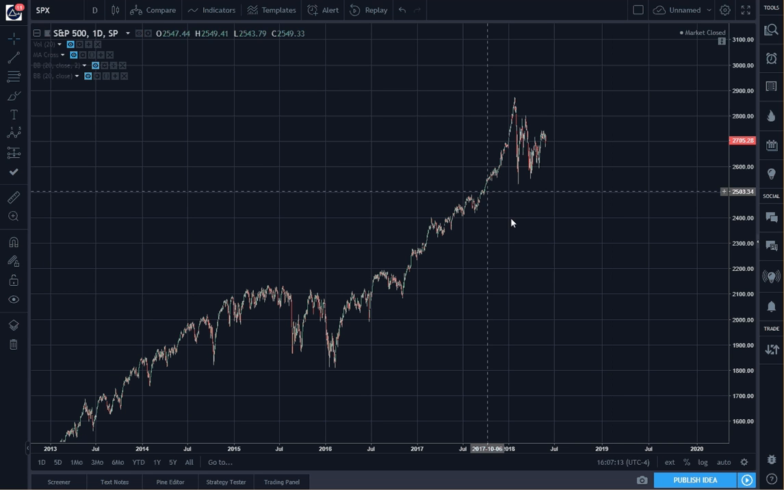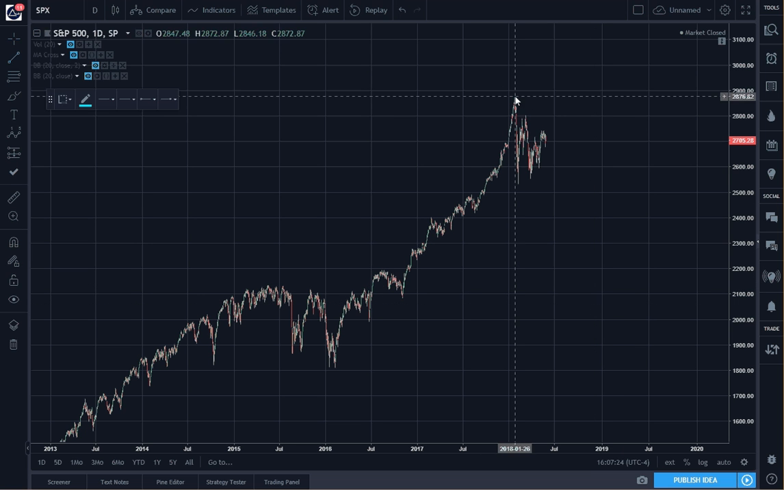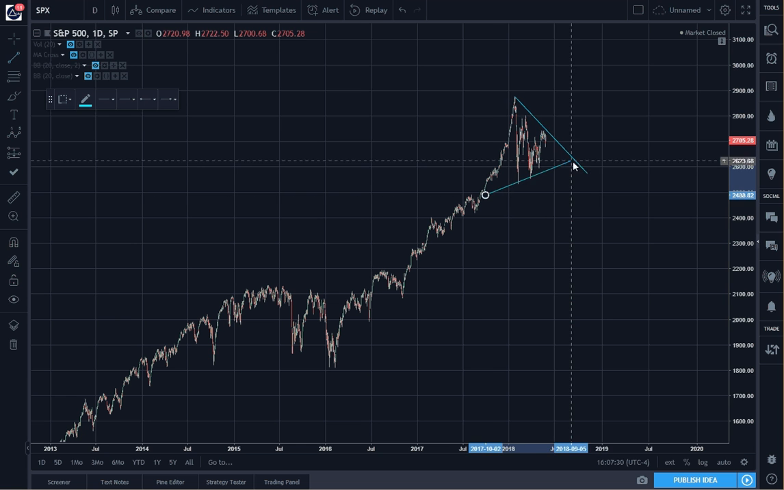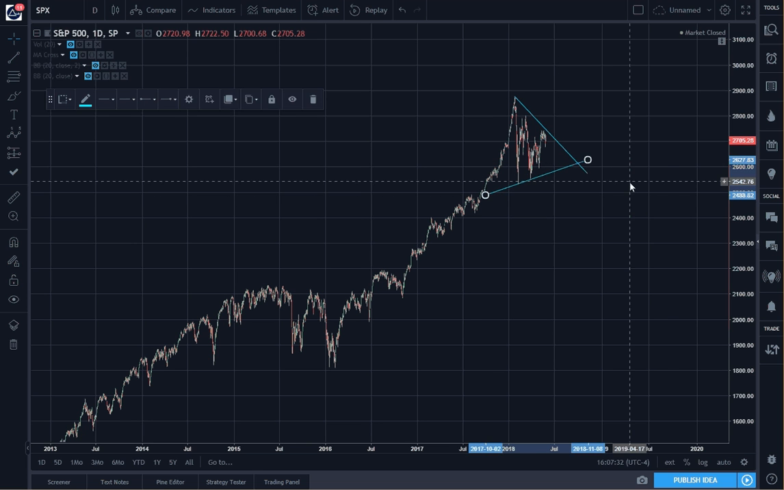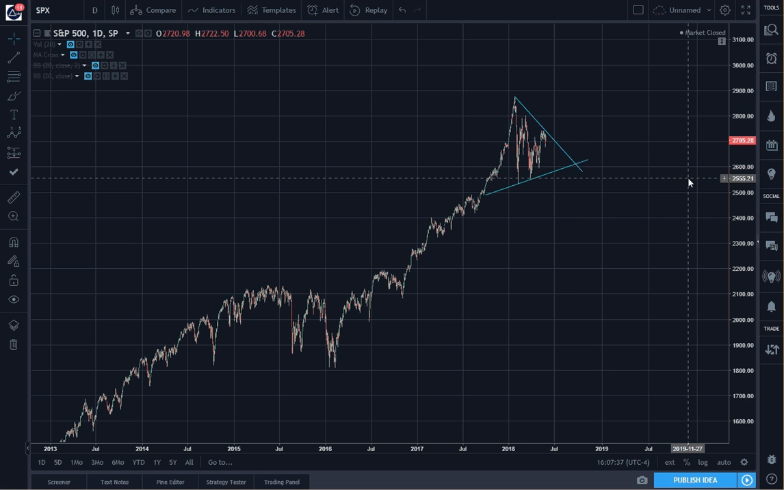This is a daily chart for the S&P 500, and the first thing I usually do, and I should recommend to you also, is to look for patterns. So if I draw some lines across the tops, I can connect these bottoms as well. And most likely we are looking at a symmetrical triangle event.